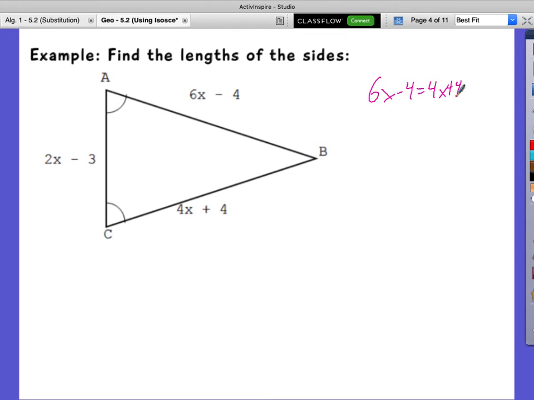Okay, how do you know it's an isosceles triangle? Because the two base angles are congruent. Okay, so we have these two angles congruent. Well, the theorem above us, the converse, tells us that if these two angles are congruent, then these two sides have to be congruent.